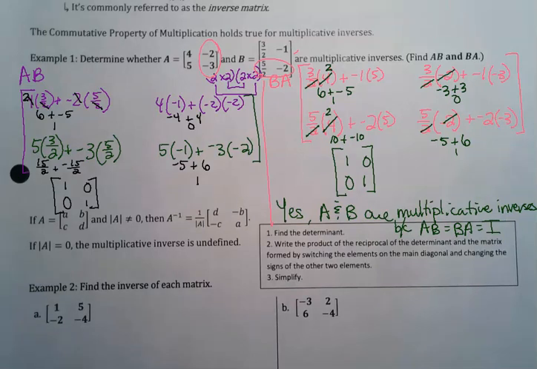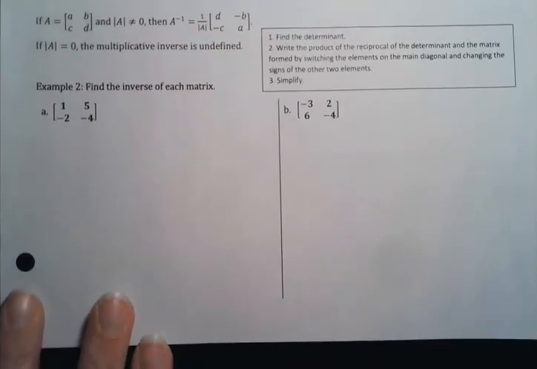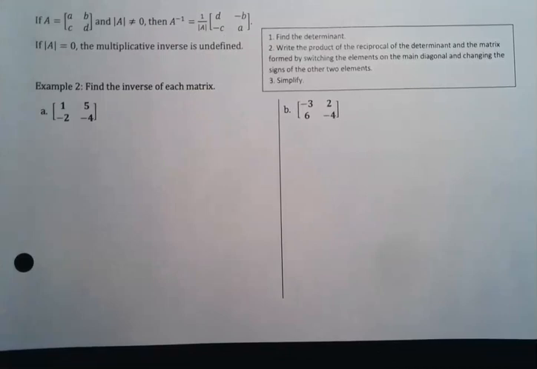All right, so I'm going to have to erase all this so we can look at the next part of it. Okay, so it says if matrix A equals ABCD and the determinant, remember this is determinant symbolism, so if the determinant of A is not equal to 0, then the inverse of A is equal to 1 over the determinant of A.